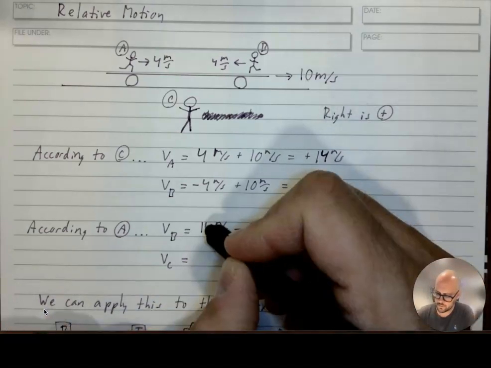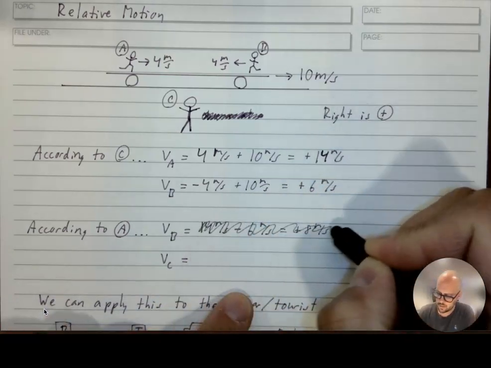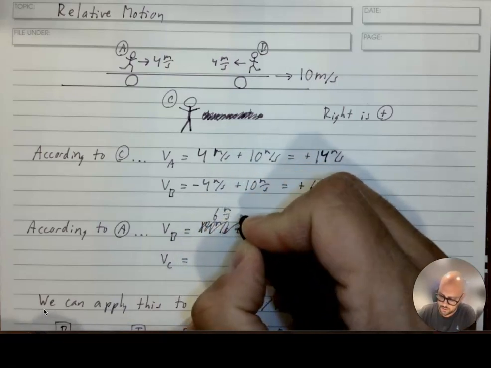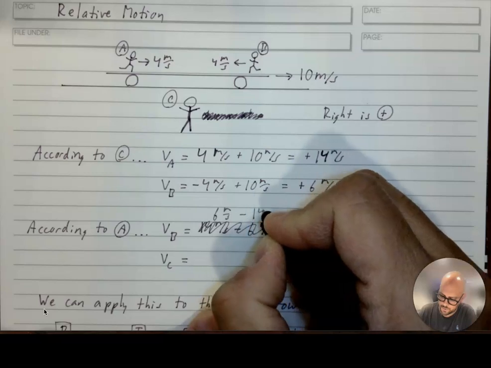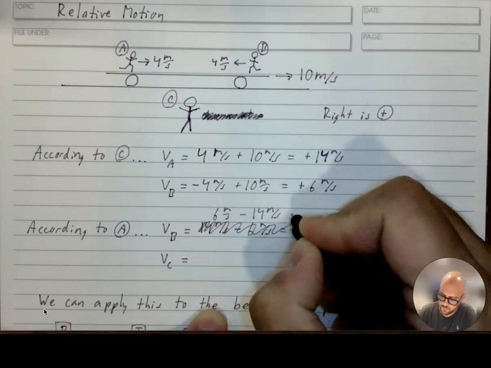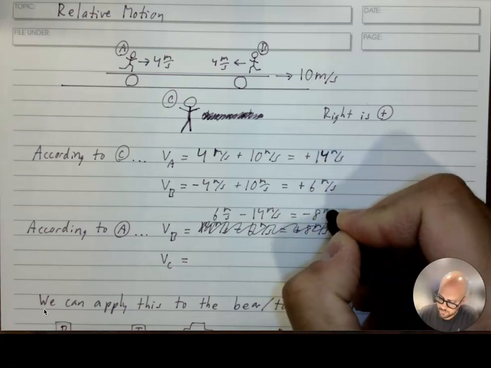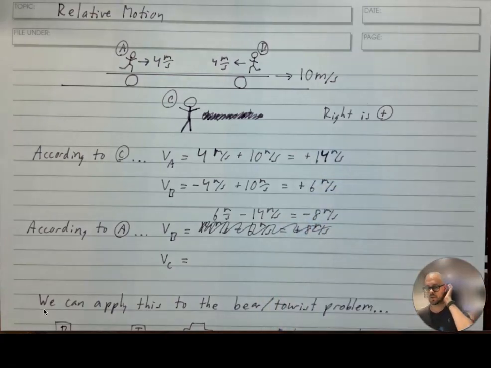And I got this totally wrong. I should have switched them. So I'm going to leave this mistake in. Person B is moving at +6 meters per second. Person A is moving at 14 meters per second. If we take the observer's velocity away, we get -8 meters per second. So they appear to be moving 8 meters per second to the left.